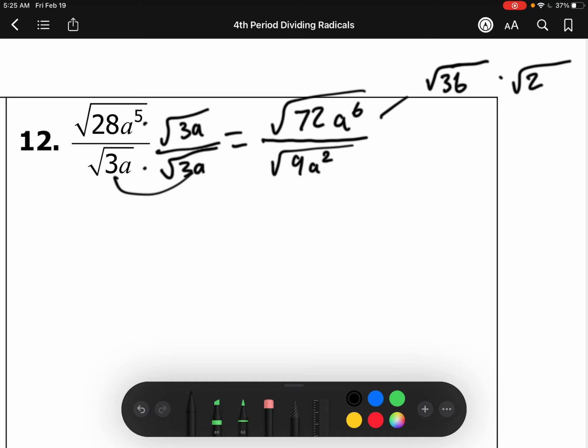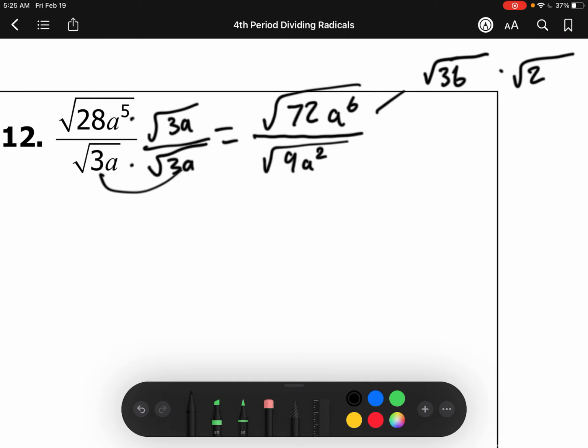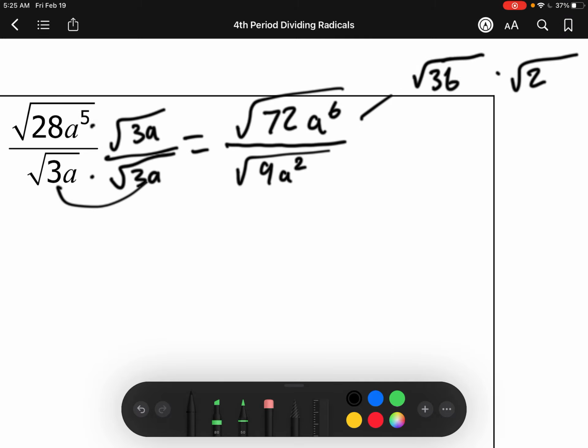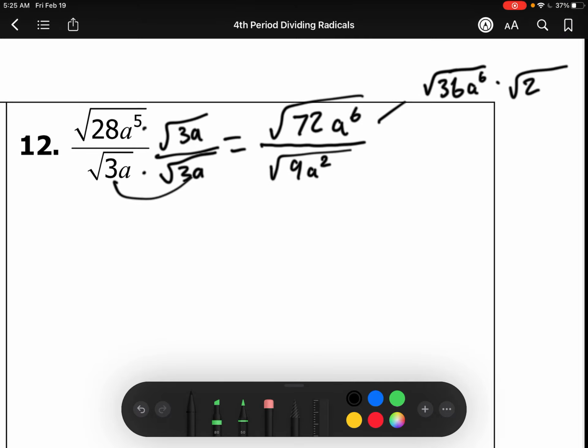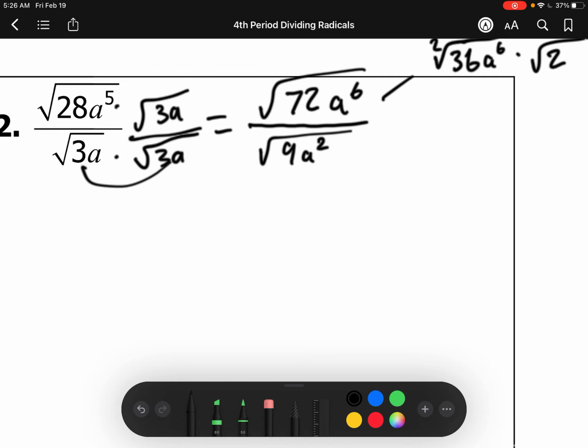So I'm going to go ahead and just write a to the 6th power here. So now I have 36a to the 6th, the index is 2 here, right? And now I'm going to simplify this, right?